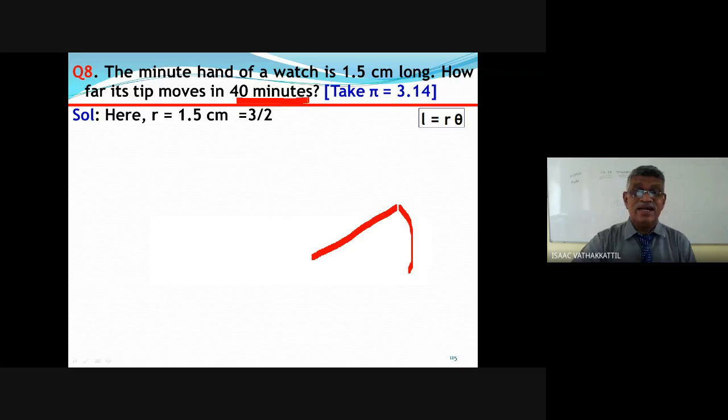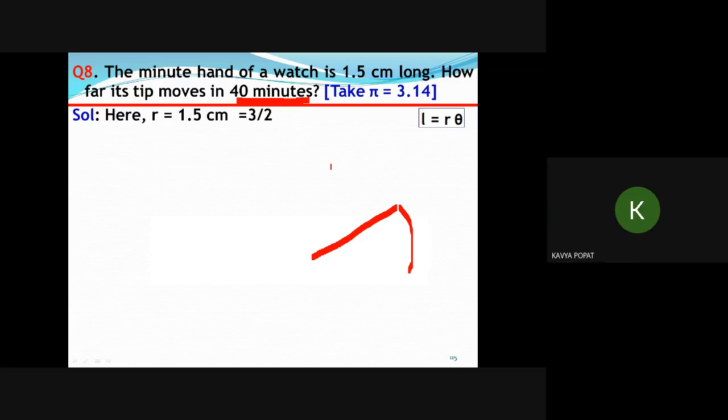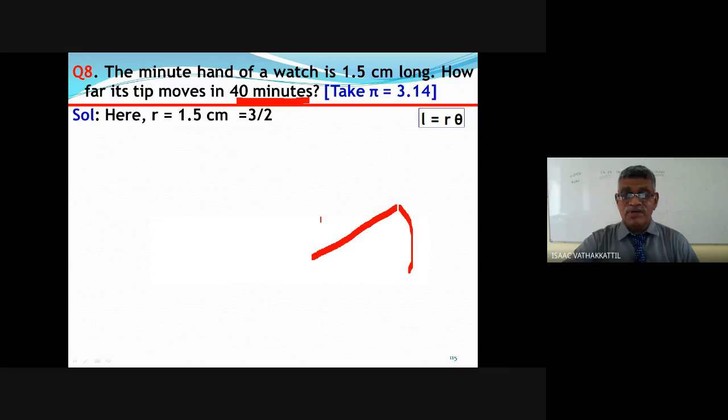This 40 minutes is not an angle. That is time. Now you have to find out from your watch or clock. It is the minute hand, not the hour hand. Minute hand will make a complete rotation in 1 hour or 60 minutes. Don't get confused with the time minute and angle minute. The same word, I have no option, but you have to understand. In 60 minutes, the minute hand will make a complete revolution, or it rotates 360 degrees.